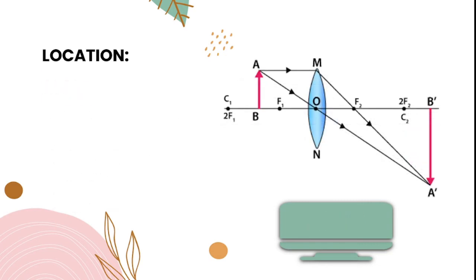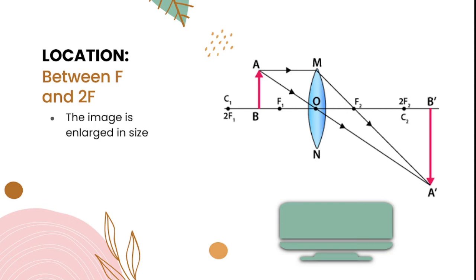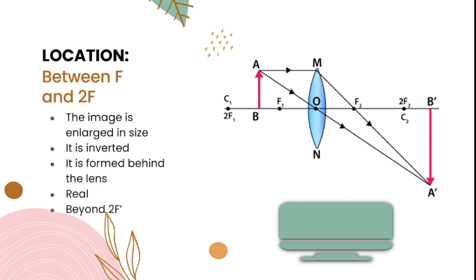If the object's location is between F and 2F, the image formed is enlarged in size, inverted, formed behind the lens, real, and its location is beyond twice the focus prime. In this location, the converged principal rays intersect beyond 2F prime at the back of the lens.